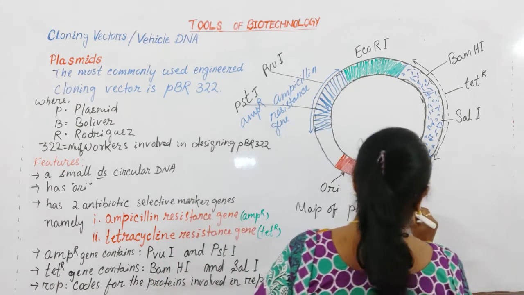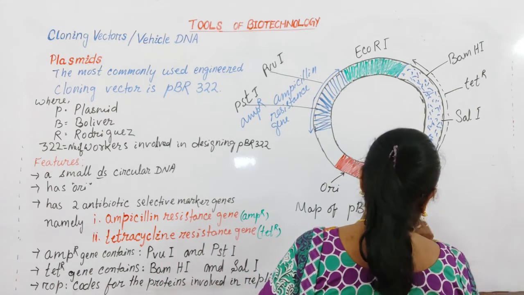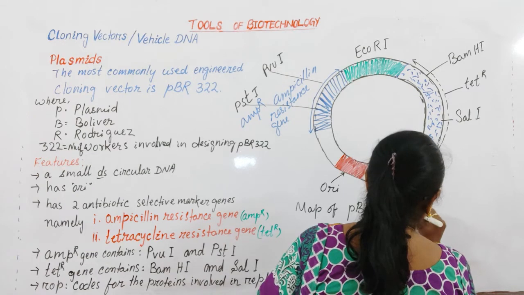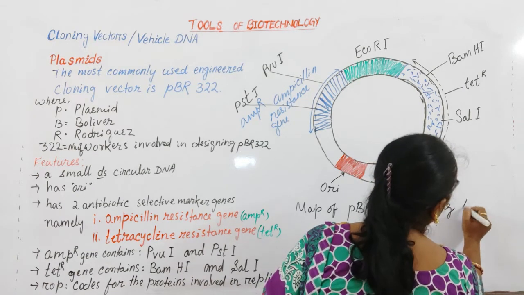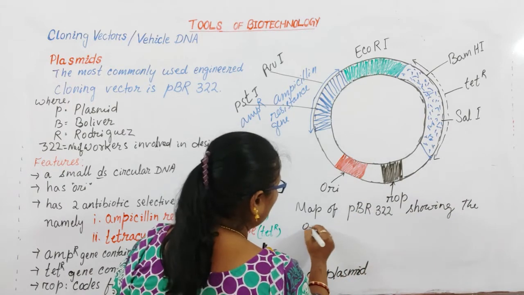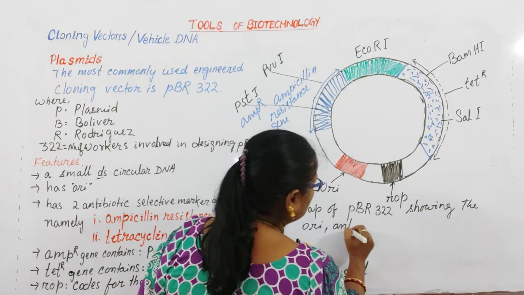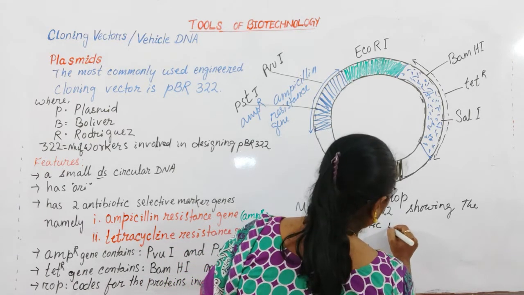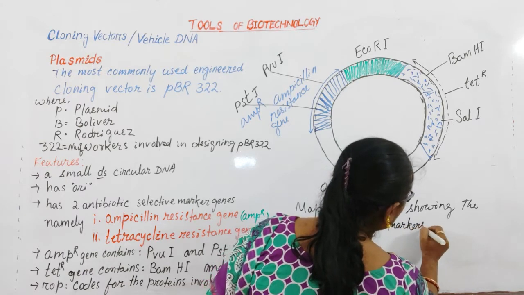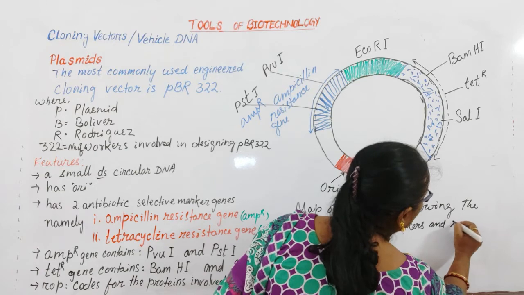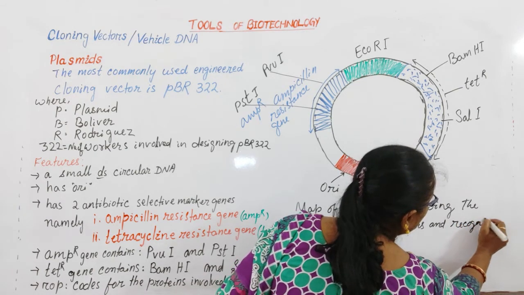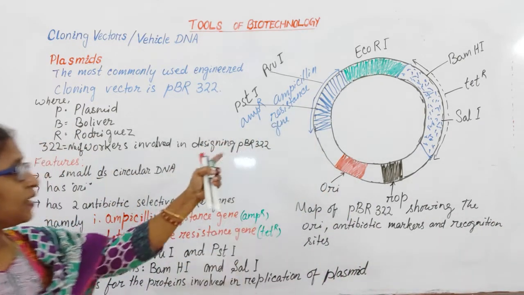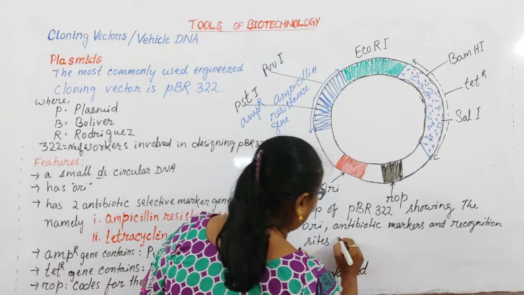pBR322, that is for E. coli. Okay, map of pBR322 showing the ORI, antibiotic resistance markers, and the recognition sites such as all these are PstI, EcoRI.